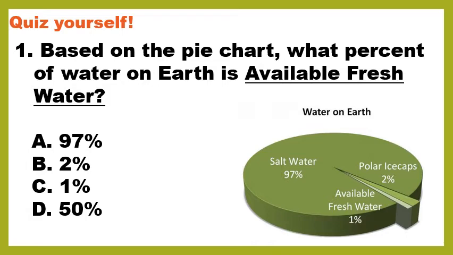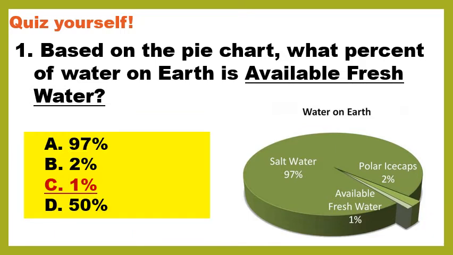So the title of our pie chart is Water on Earth. I see that salt water is 97% of water on Earth. Polar ice caps are 2% of water on Earth, and available fresh water is 1% of water on Earth. All right, so using that information, go back and look at the question and try to select the best answer. 5, 4, 3, 2, 1. And again, since the question is asking us about available fresh water only, the correct answer is 1%.